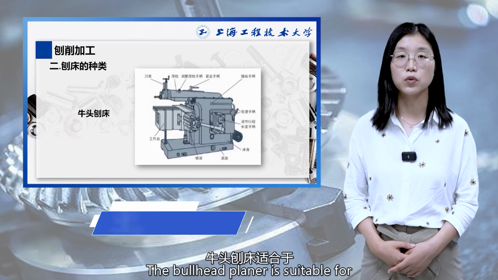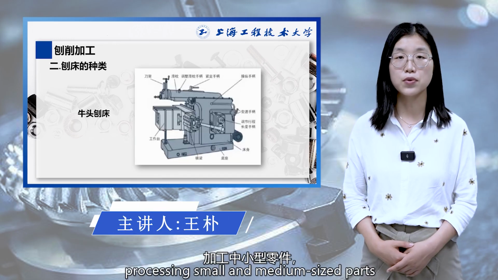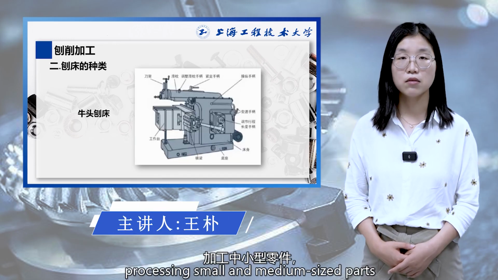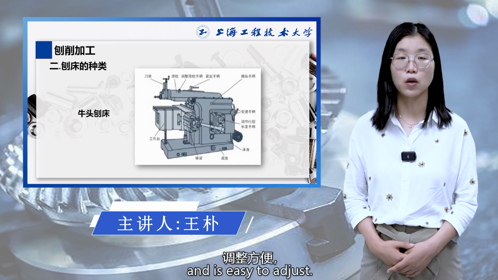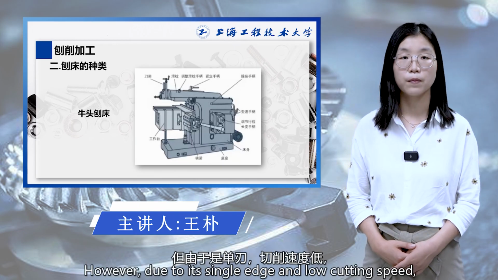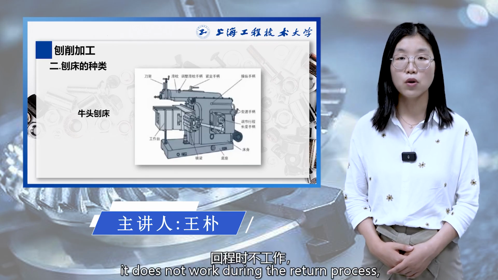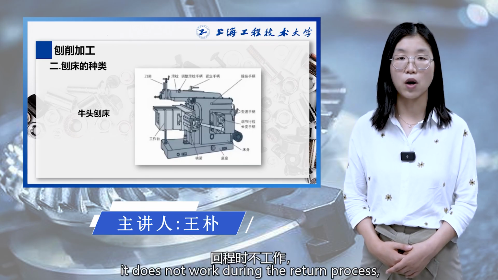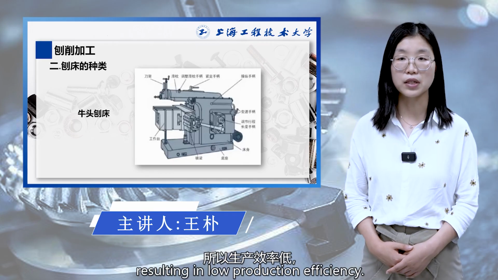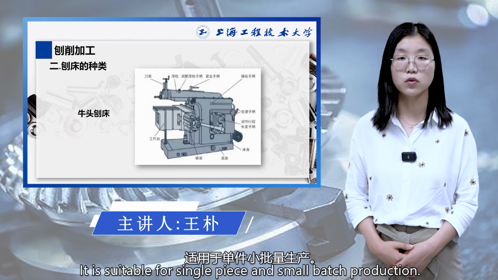The bull head planer is suitable for processing small and medium-sized parts and is easy to adjust. However, due to its single edge and low cutting speed, it does not work during the return process, resulting in low production efficiency. It is suitable for single-piece and small batch production.